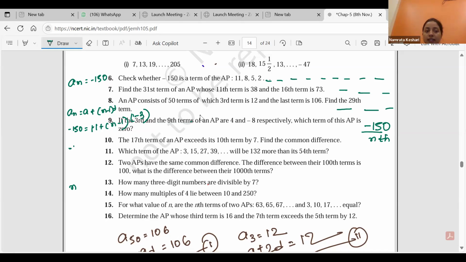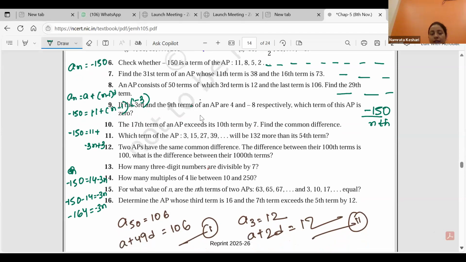Okay, let's do the calculation. -150 is equal to 11 plus (n minus 1) into -3, so -3n plus 3. -150 is equal to 11 plus 3, that is 14, minus 3n. We are trying to find n from here. -150 minus 14 is equal to -3n. -164 is equal to -3n. Divide 164 by 3 and see, are we getting a whole number or not?